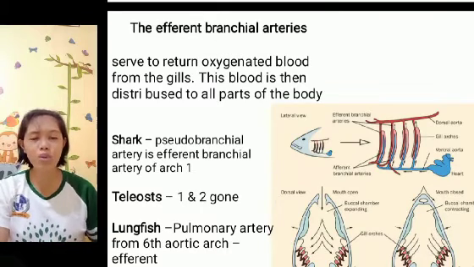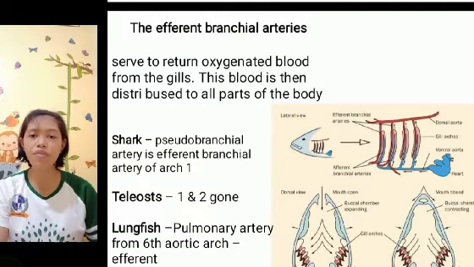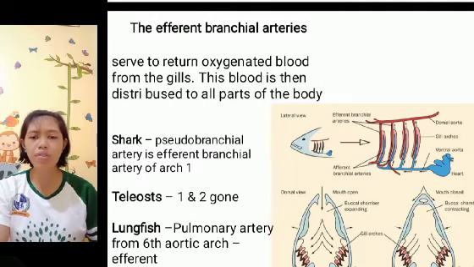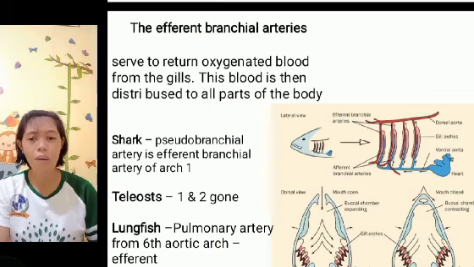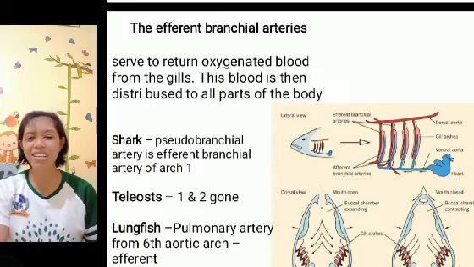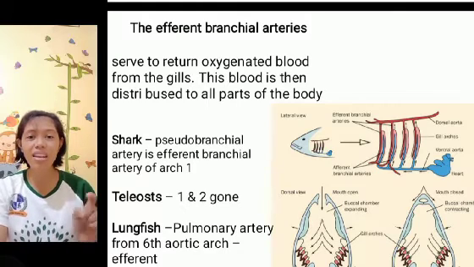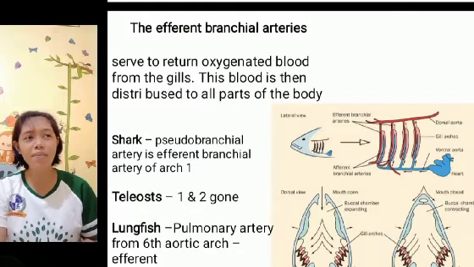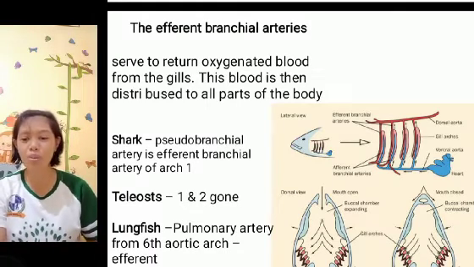Now, teleosts have lost arcs 1 and 2. Teleosts are a large group of fish, the ray-finned fish, because in the sixth arc, or in the efferent branchial artery, there is an emerging structure, that's our pulmonary artery. Later on we'll be discussing how this is useful for our lungfish.